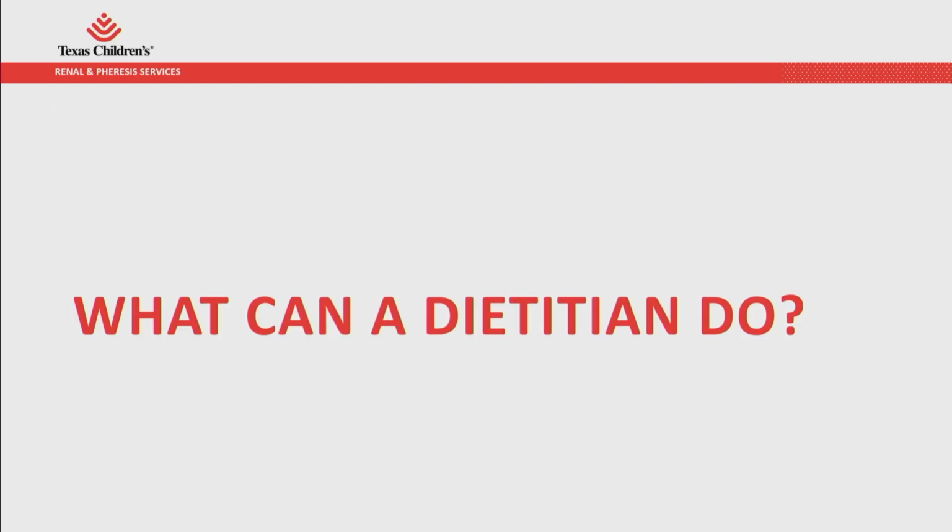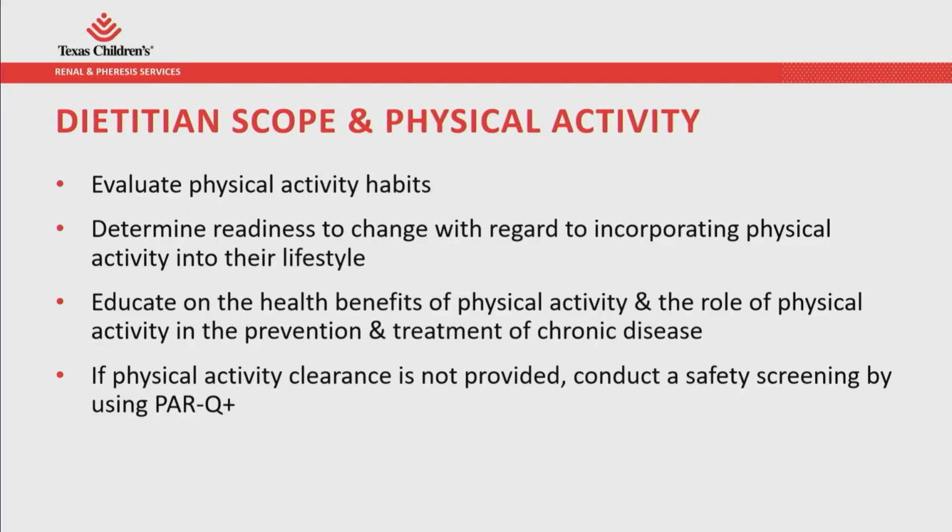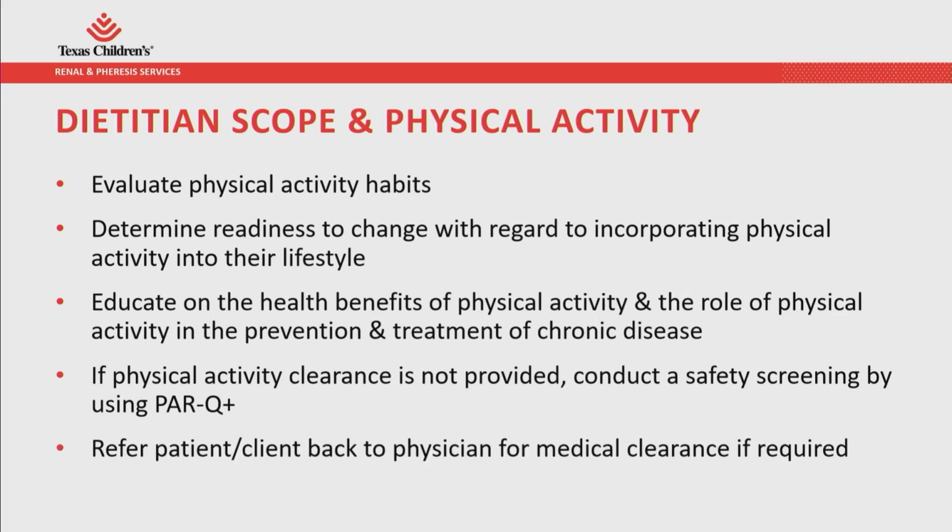So what can a dietitian do? Let's talk about scope. You can evaluate physical activity habits. We can determine readiness to change. We can educate on the benefits and the role of physical activity in prevention and treatment of chronic disease and their current disease. And if physical activity clearance isn't provided, you can always conduct safety screening using the PAR-Q questionnaire, which is really easy to Google. You just pull it up. And then you can refer back to the physician if they need medical clearance.